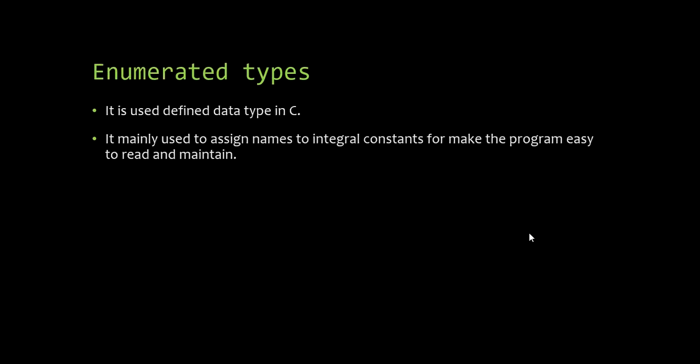And what are the enumerated data types? If you are new to programming, then in the later videos you will get to know with the help of examples what the enumerated data types are. It is generally used to define data types in C, and it is mainly used to assign names to integral constants to make the program easy to read and maintain. Just like you are simply assigning a string name to an integer value.